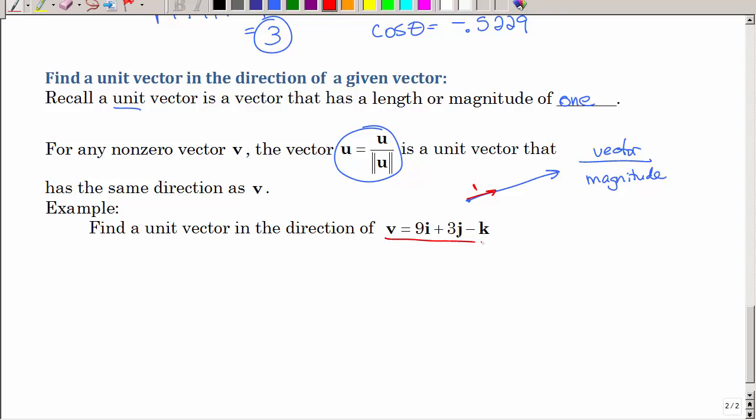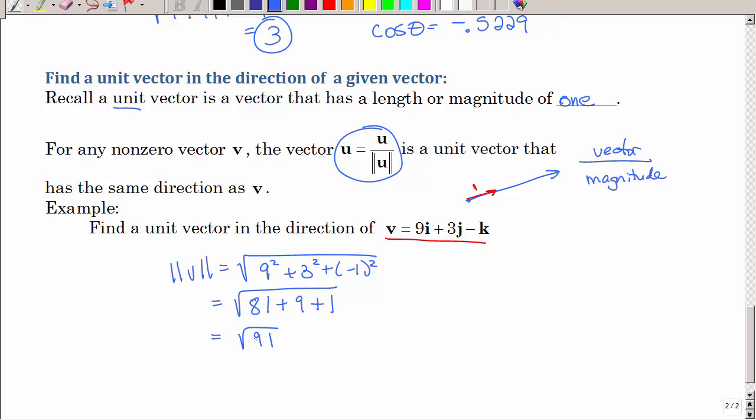So what do we need to do to find that unit vector? Well, the first thing, let's look at its magnitude. Let's see, I believe that's 81 plus 9 plus 1, so that's the square root of 91. So the unit vector in the direction of v would be the vector, and I'm going to go ahead and write that in component form, divided by its magnitude. You could leave your answer like that. It's ugly, but it's okay.